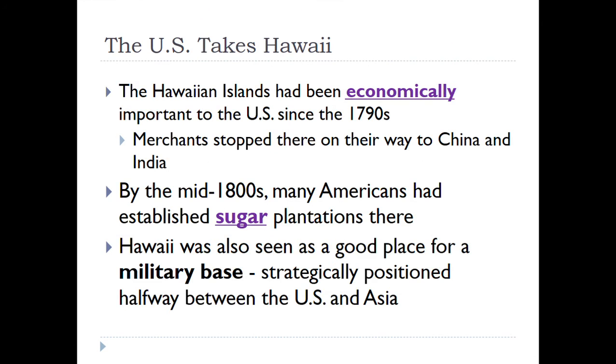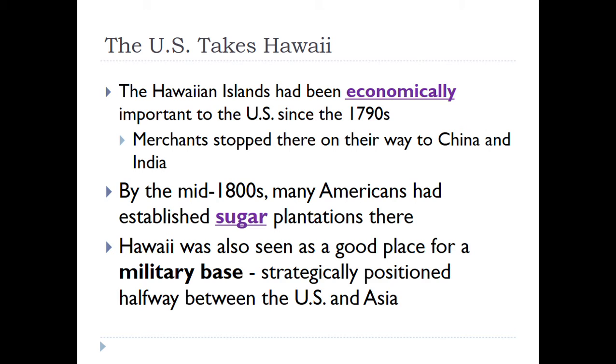Now, the story in Hawaii is a little bit more complicated. Hawaii, if you were to look at the globe, is a good spot if you're leaving from the west coast of America to stop on your way to Asia, about halfway in between. So it was economically important to the U.S. as far back as the 1790s. Merchants, people who were traders, would stop there on their way to China, India to refuel. By the mid-1800s, many American businessmen had invested money in growing sugar there.